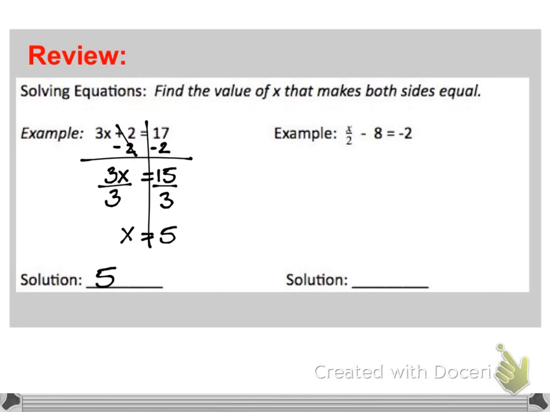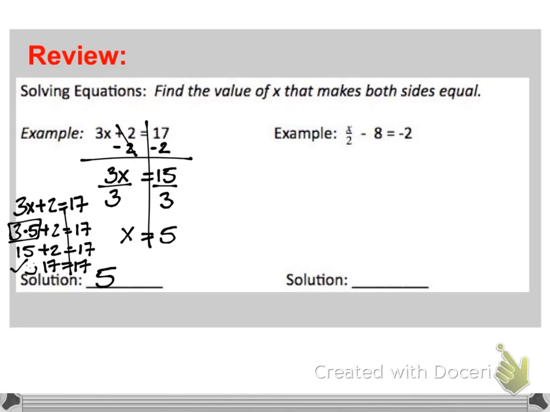Check your solution. 3x plus 2 equals 17. Substitute. 3 times 5 plus 2 equals 17. Order of operations. 3 times 5 is 15 plus 2. 15 plus 2 is 17, which equals 17, so it checks. We got it correct.